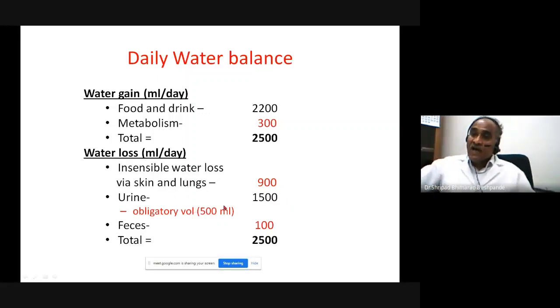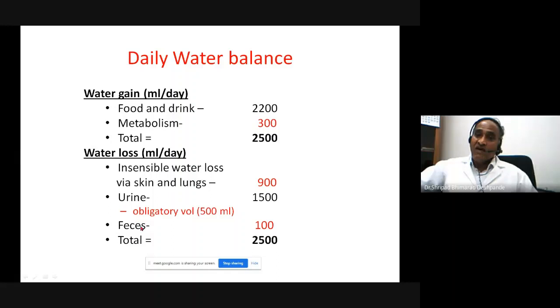Now, in extreme conditions we have what is called an obligatory volume of urine. This is the volume of urine which is necessary to keep all the constituents of the urine in solution, and that is about 500 ml. 500 ml is the minimum volume of urine required to keep all the solutes in solution. So this 500 ml is obligatory. That means this 1500 ml can be compromised to 500 ml. That means 1000 milliliters is extra that can be regulated.